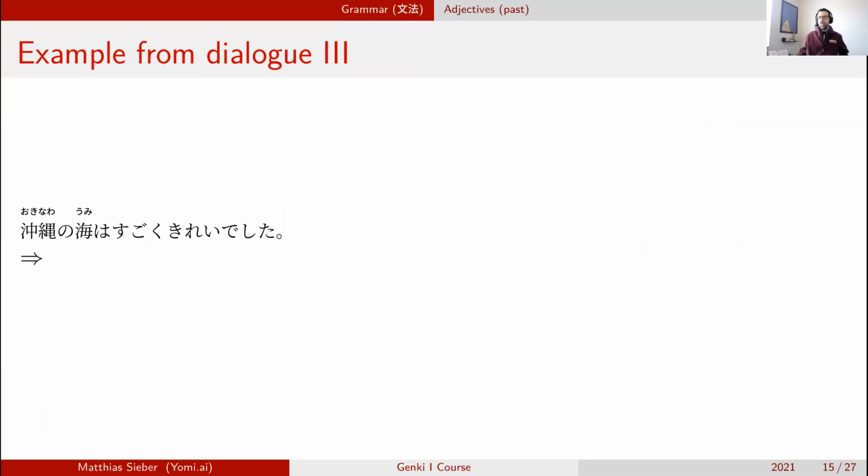Next, let's move on to the na adjectives. They are in some ways easier, in some ways not so much. But we have an example from the dialogue. We have Okinawa no umi wa sugoku kirei deshita. Right? The sea was very beautiful in Okinawa. That's actually how Genki translates it as well.